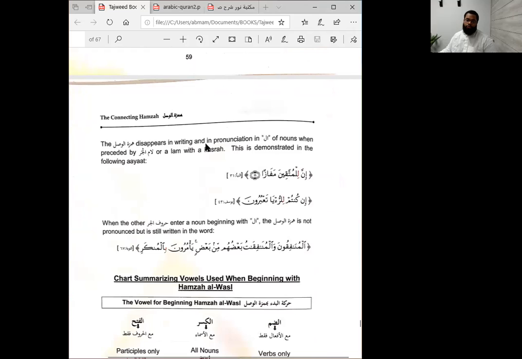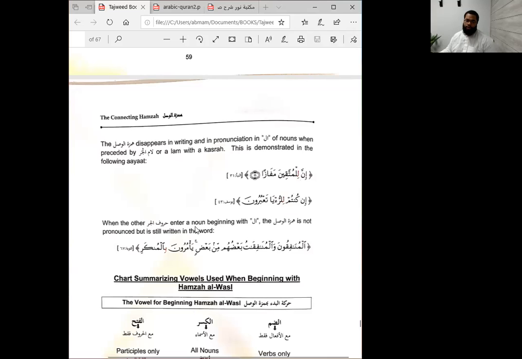Hamzatul Wasl disappears in writing and in pronunciation in al of nouns when it's preceded by lamul jar, or lam with a kasra. This is demonstrated in the following ayat. Inna lil muttaqina mafaza. Lil muttaqina. So it's originally li al muttaqina, but because the lam is connected, the Hamzatul Wasl is omitted because you don't pronounce it. كنتم للرؤيا تعبرون. للرؤيا, same.